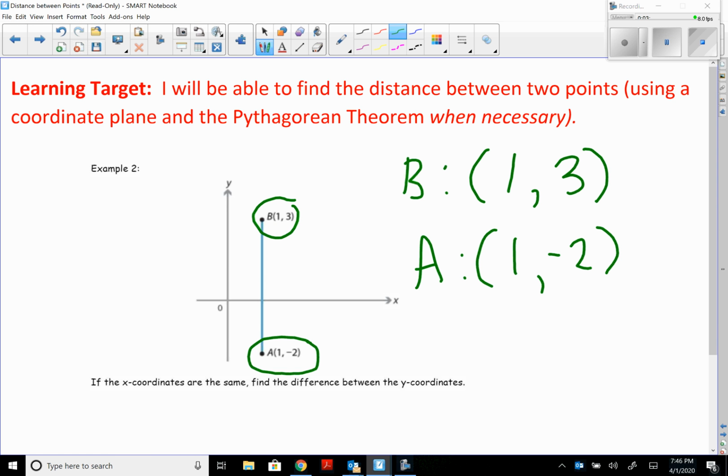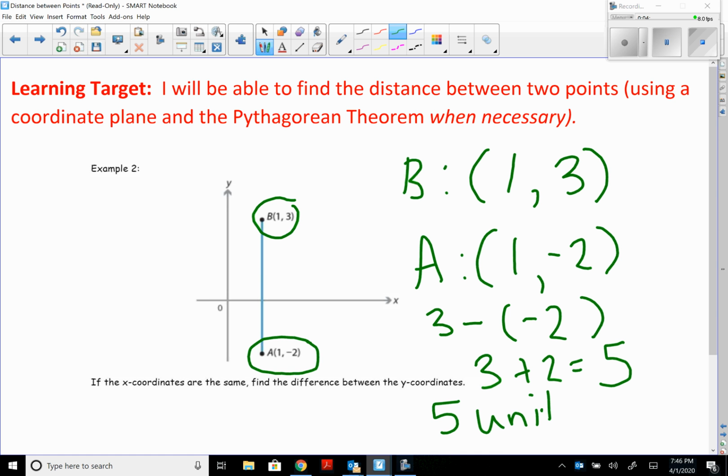So all you have to do now to find the distance or the space between those 2 points is to subtract the y-coordinates. So I'm going to do 3 minus -2. And remember, when you subtract a negative number, it becomes plus. So it's 3 plus 2. So the distance between point A and point B is 5 units.